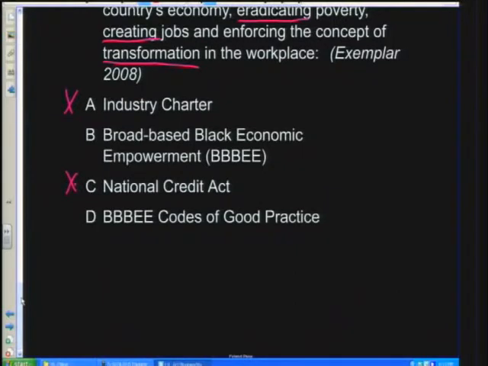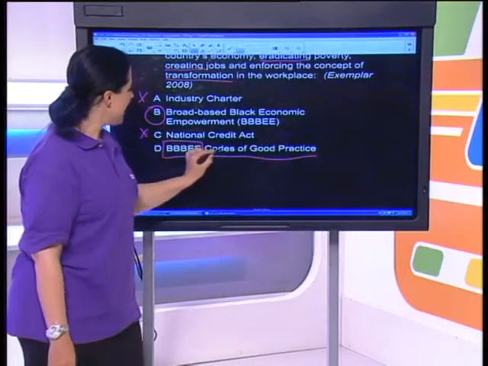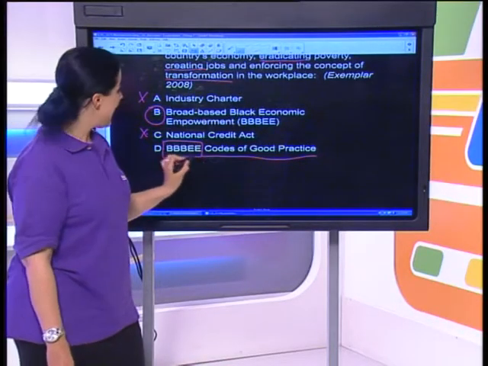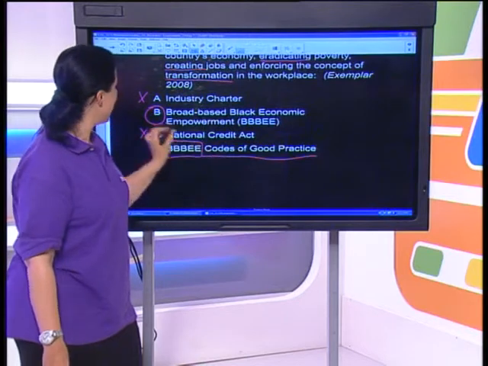Now, interesting term that they made here, the BEE Codes of Good Practice. No, not that answer, guys. Definitely broad-based black economic empowerment. Just that section here tells me that that's the wrong answer. They're just trying to confuse you guys by adding the Code of Good Practice.